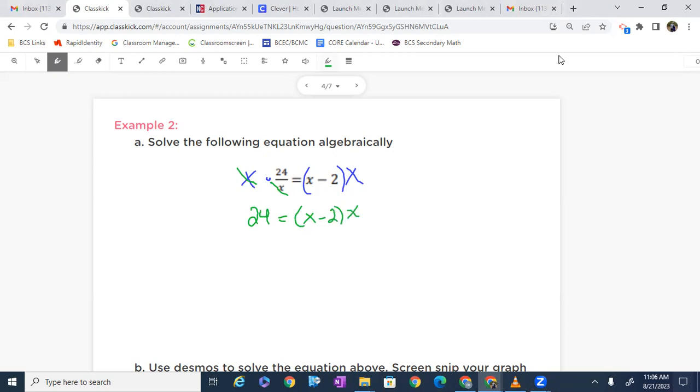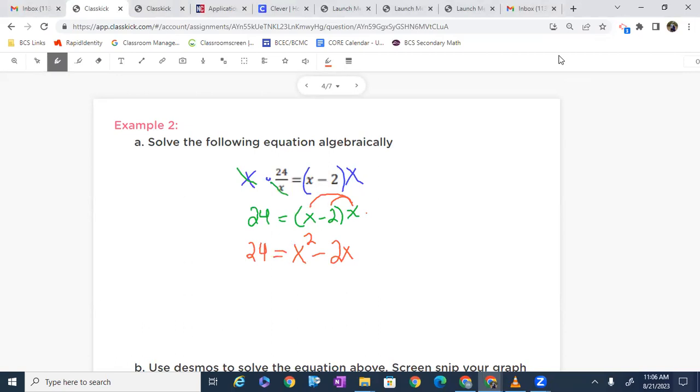Now, at this point, you're going to notice that there's that lovely little parenthesis set there, x minus 2, or a binomial. What we're going to do is I'm going to take this x and I'm going to distribute it in. So I'm going to be left with 24 equals x times x, which is x squared, minus 2 times x, which is minus 2x, and it's going to be set to 24.